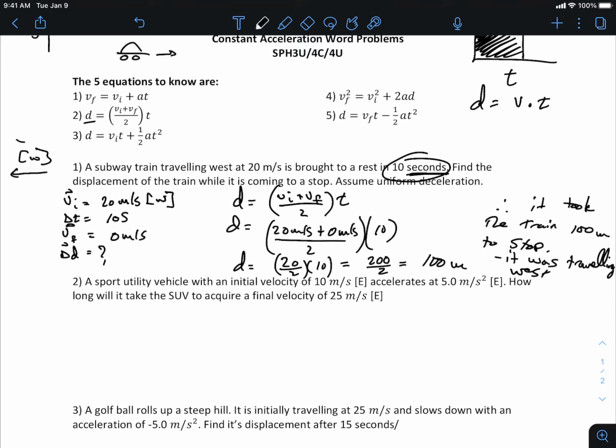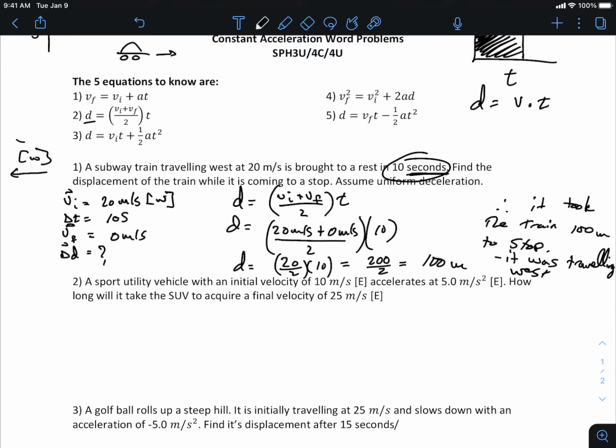So the second question. A sport utility vehicle with an initial velocity of 10 meters per second east accelerates. Okay, so we're speeding up here. So we're driving along at 10 meters per second. And if we accelerate at 5 meters per second squared, how long will it take for the SUV to acquire a final velocity of 25 meters per second east?